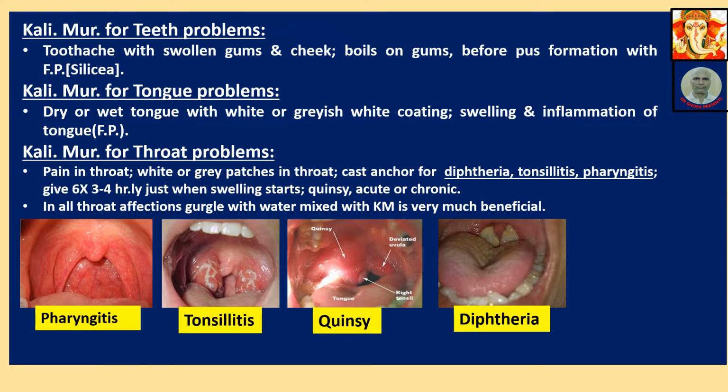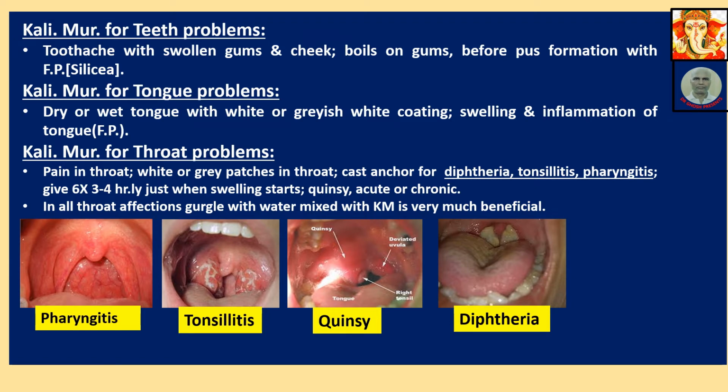Calc Mur for tongue problems: dry or wet tongue with white or grey-white coating, swelling and inflammation of the tongue. Ferrum Phos is also recorded here. Calc Mur for throat problems: pain in the throat, white or grey patches in the throat. Kali Mur for diphtheria, tonsillitis, pharyngitis. That is for three diseases. For tissue salt therapists, Kali Mur is the most important medicine here, along with Calc Mur.